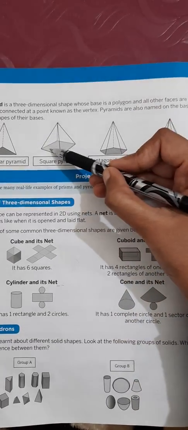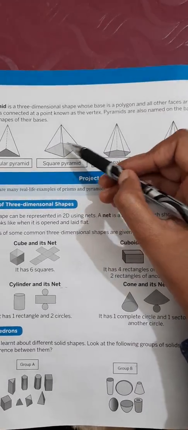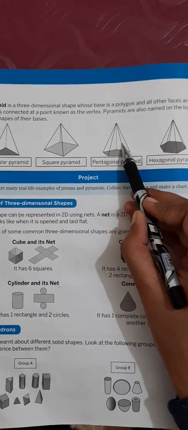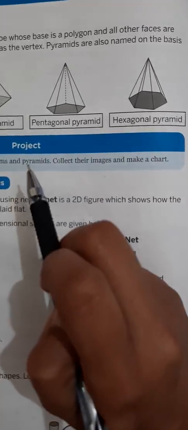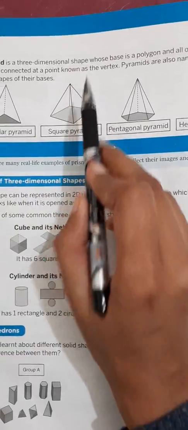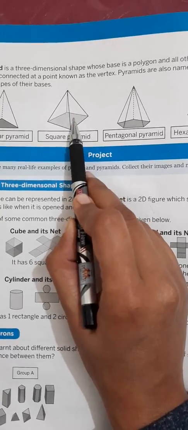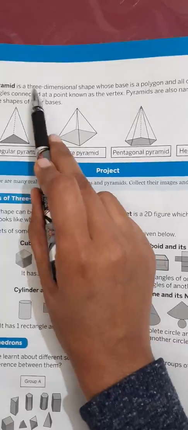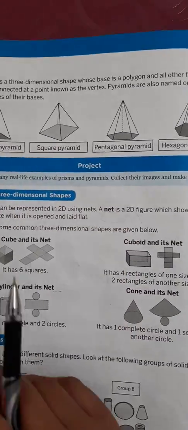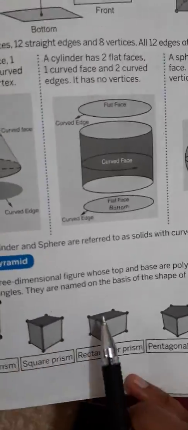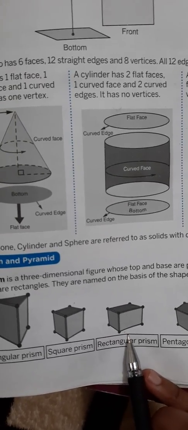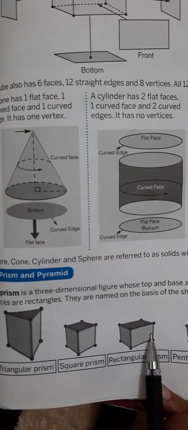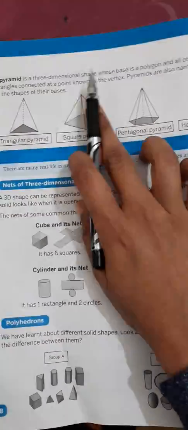Okay, and all these faces are making a triangle shape. Here also, all the faces are making a triangle shape. In this also, this is making a triangle shape. So in the pyramid, you can see that only the base is of the polygon shape and the rest of the other sides are of the triangular shape. So this is the definition of a pyramid. But in the prism, the top and bottom are of the polygon shape and the other faces are of the rectangular shape. Okay, so this was the definition of the pyramid.